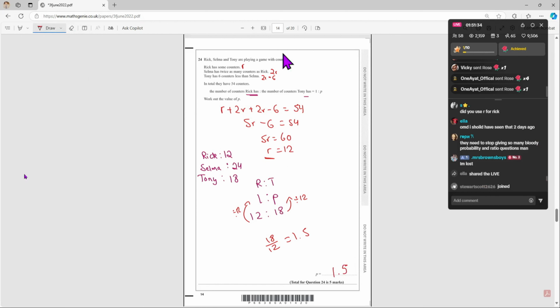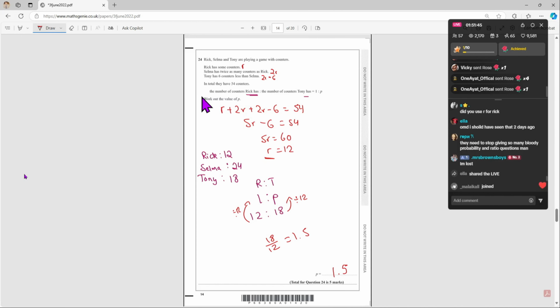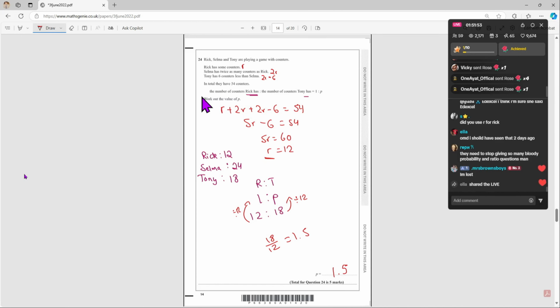So you are lost. Let me quickly go through it again. We know that Rick has some counters, so we label each amount as an algebraic expression. Rick has R counters. Selma has 2R because she has twice as much as Rick. And Tony has 6 fewer counters than Selma, so it's going to be 2R minus 6.